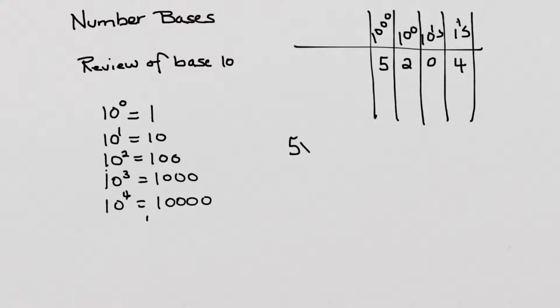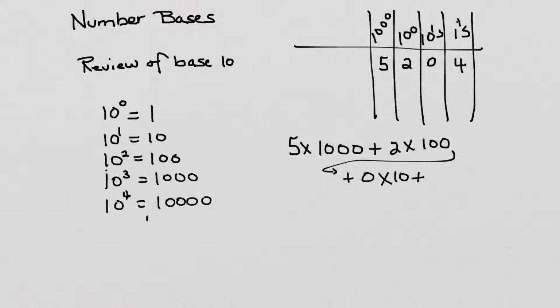It means 5 times 1,000, or 5 groups of 1,000, plus 2 groups of 100, so that's 2 times 100, plus 0 groups of 10, so that's 0 times 10, and I could really skip that because that's just 0 anyway, plus 4 times 1. And when I add that all together, multiply and add, then I get 5,204. So of course you can read that right out of that place value chart, and that's very straightforward. So that's what you're already familiar with.